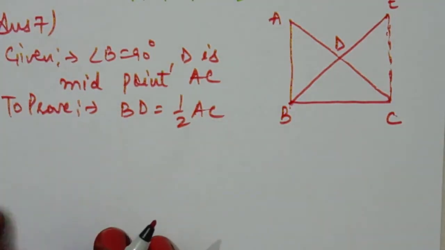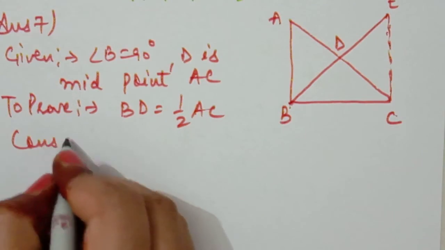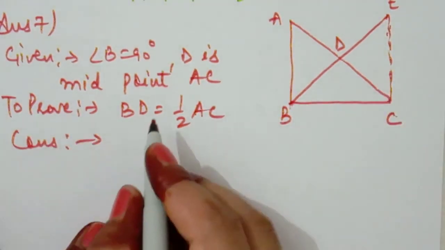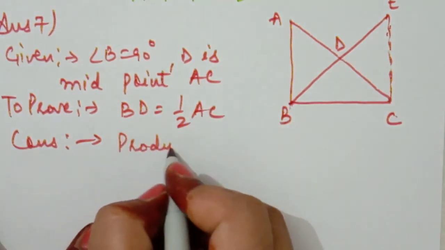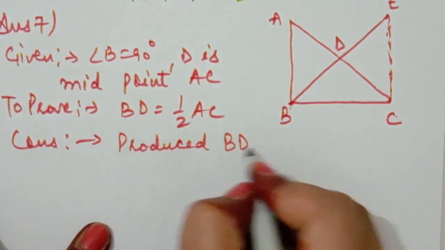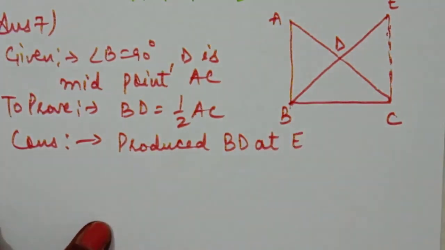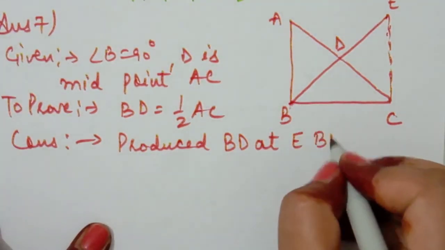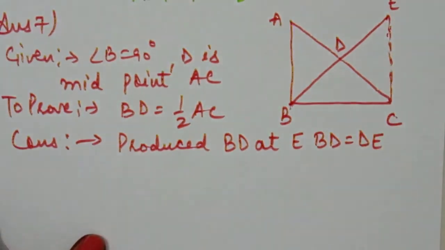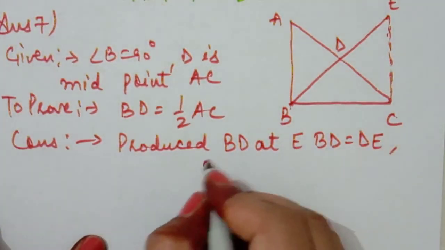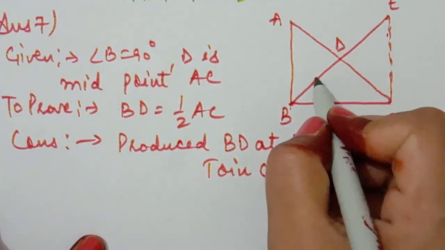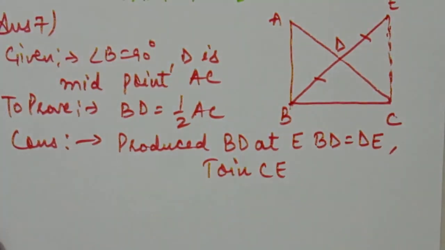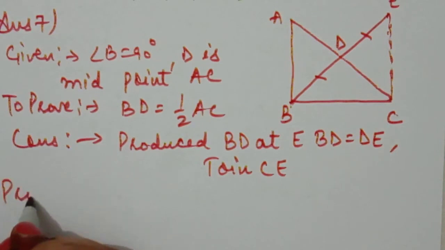So first of all, we have to do a small construction in it, which I think is visible to you: produce BD at point E such that BD is equal to DE, and then after this join CE. We have to produce this line such that they both are equal to each other. Now we are going to prove this relation. So we will start our proof.